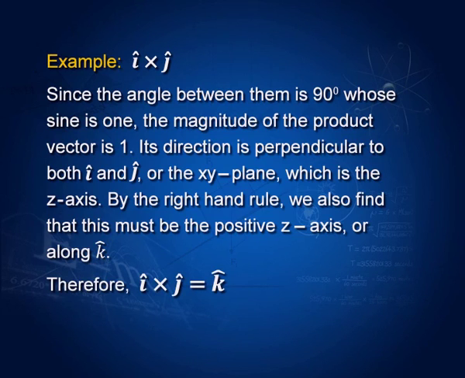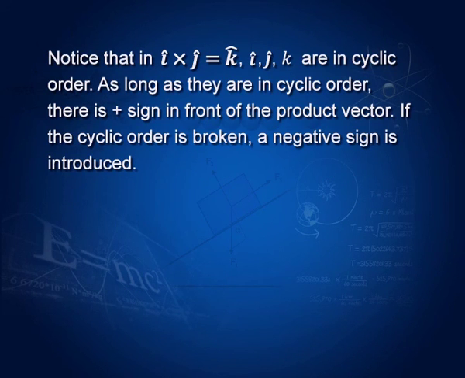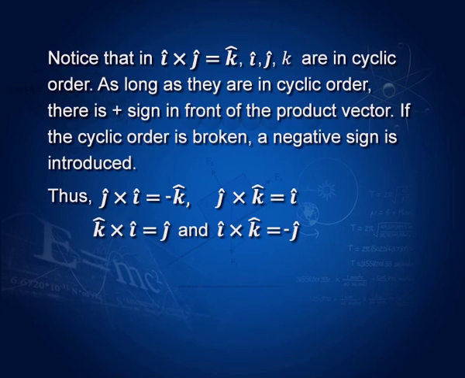Therefore, i cap cross j cap is equal to k cap, and you can use similar logic to get j cap cross i cap is equal to minus k cap, j cap cross k cap is equal to i cap, k cap cross i cap is equal to j cap, and i cap cross k cap is equal to minus j cap. Remember this: if i, j and k are in the same order, as in i j k or j k i or k i j, as long as they are in this order, the sign is plus. If this order is broken, then the sign is minus.